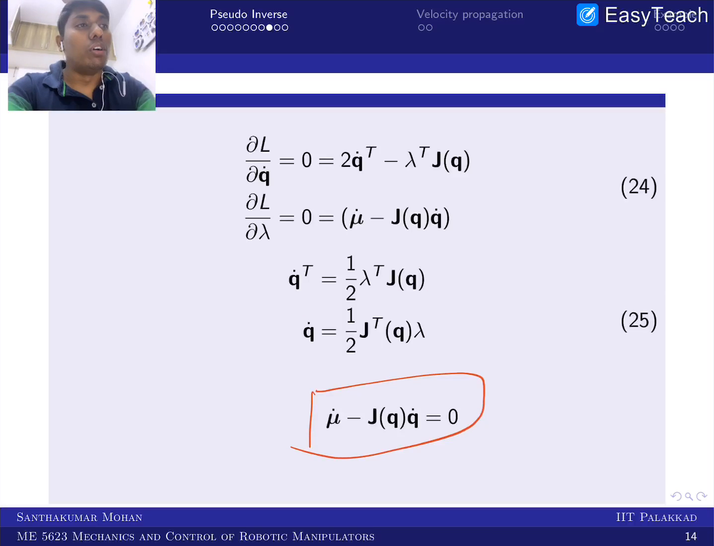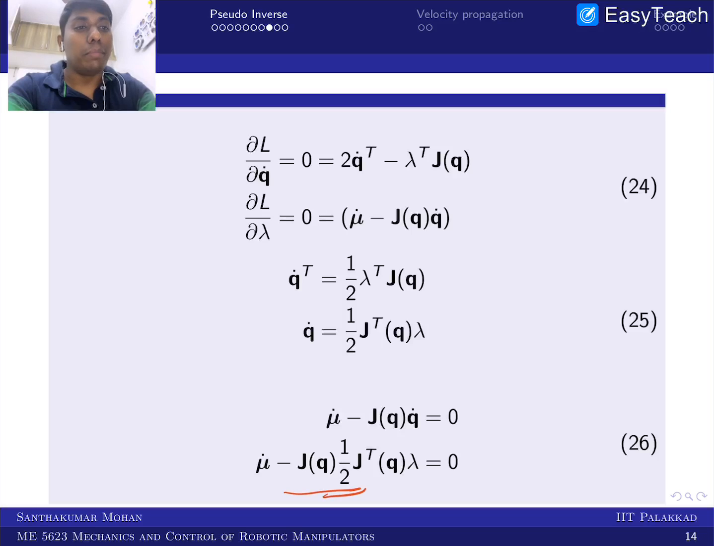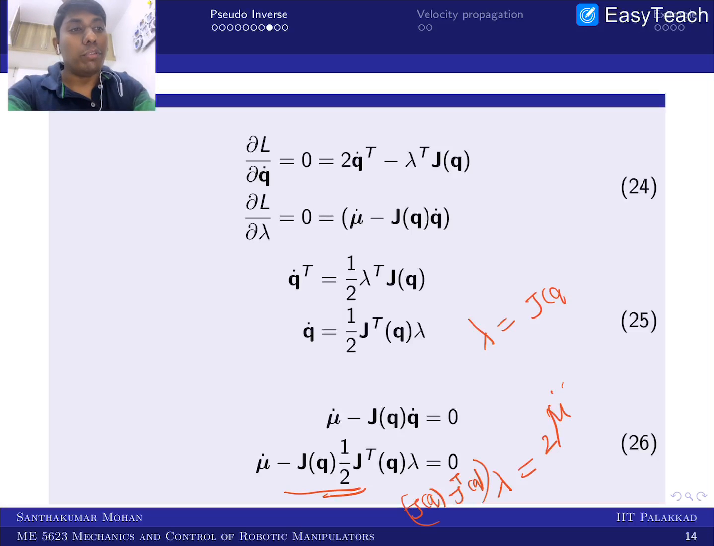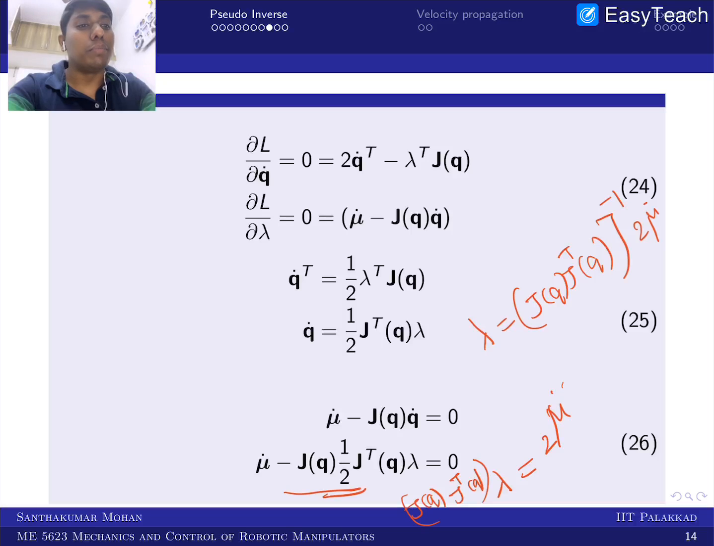So this equation we know, and I am trying to substitute that lambda relation, in the sense I am trying to substitute the q dot relation in terms of lambda. What will I get? I will get the lambda relation. So lambda is, mu dot is there, and this is J of q into J transpose of q, and this is 2 mu. Then you can see this is a square matrix, and you take the inverse. Then lambda is J of q into J transpose of q whole inverse, and 2 mu dot. I take the 2 common and substitute that lambda here.